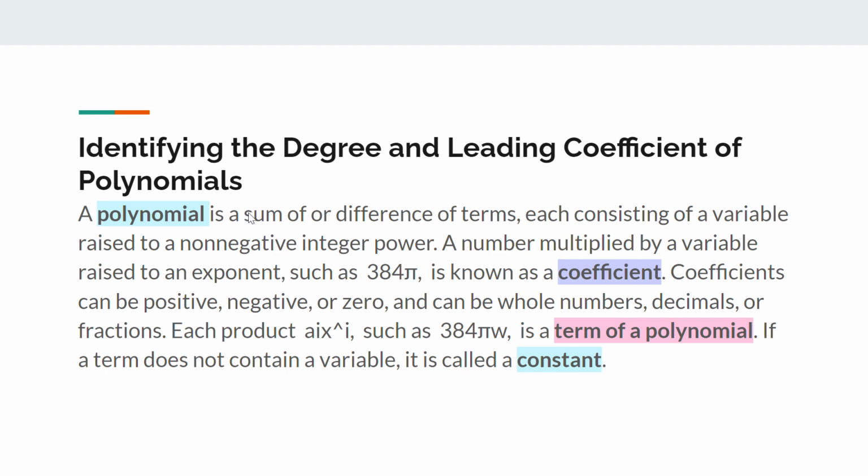A polynomial is a sum or difference of terms, each consisting of a variable raised to a non-negative integer power. A number multiplied by a variable raised to a power, such as 384 pi, is known as a coefficient. Coefficients can be positive, negative, or zero, and can be whole numbers, decimals, or fractions. Each product a_i x to the power of i, such as 384 pi times w, where w is a variable, is a term of a polynomial. If the term does not contain a variable, it's called a constant.